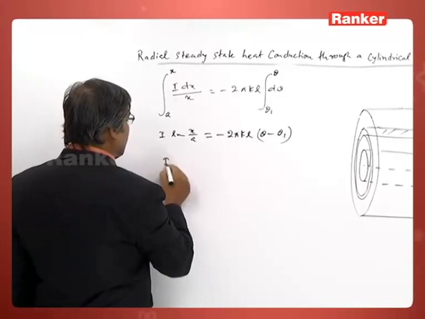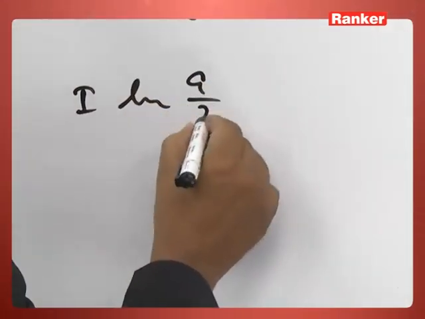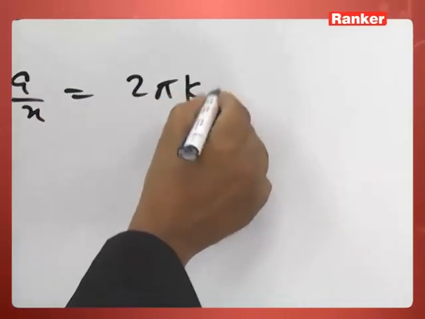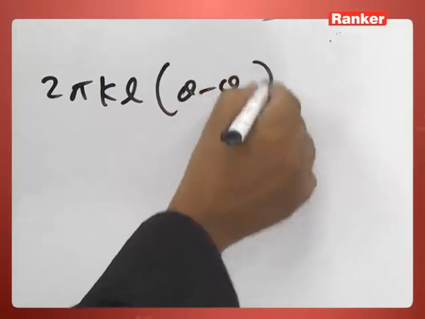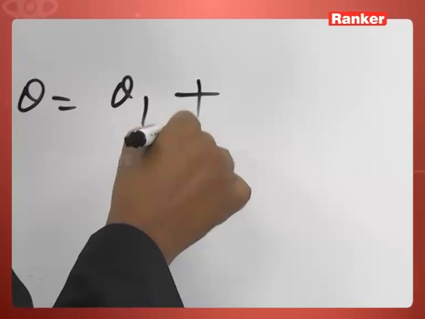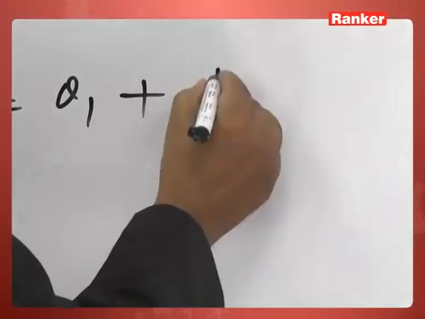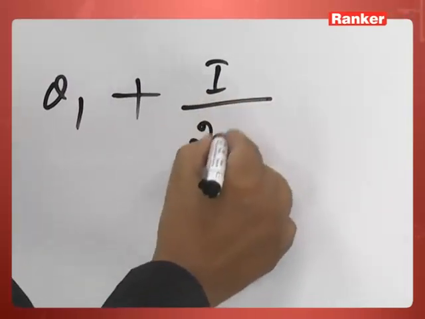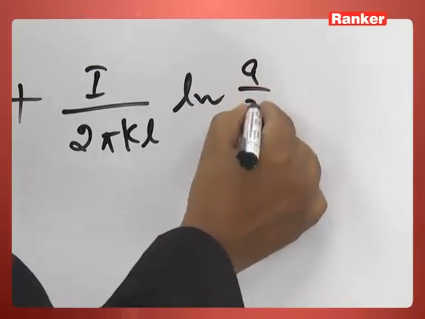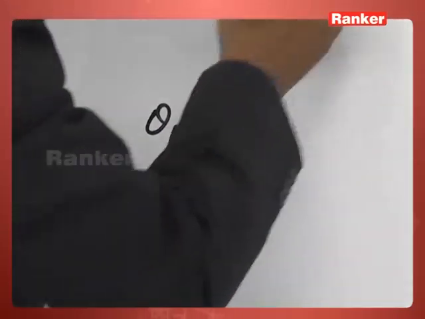So, we wish to calculate theta. So, I will use I, this is ln, if I bring this A by x, then one minus will come, that will get cancelled here. So, theta minus theta 1. So, I have theta is equal to theta 1 plus this term, that is I upon 2 pi k L ln A by x. So, you see theta becomes theta 1 plus I.